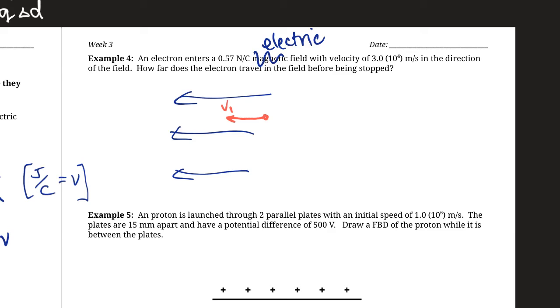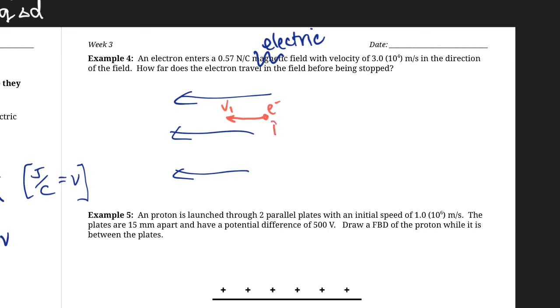But remember, electrons are negatively charged. They want to move against the field. So even if it's moving to the left, it's going to be slowed down by the field, and eventually it's going to stop, right? So we can look at two things here. We can look at two locations. We can look at when the electron enters the field.